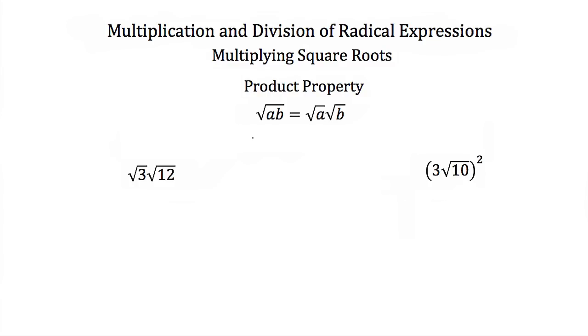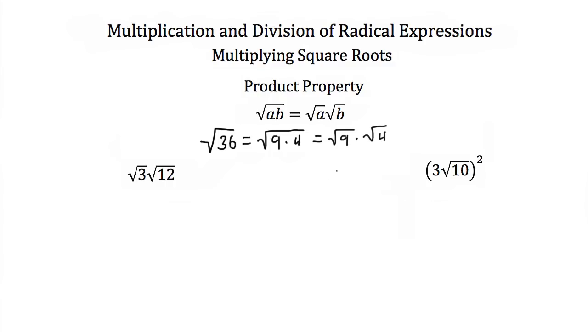And the product property tells us that if we have the square root of two numbers multiplied together, say a and b, that's equal to the square root of a times the square root of b. So if I had the square root of 36, I could have turned that into the square root of 9 times 4. And if I have the square root of 9 times 4, well, that's equal to the square root of 9 times the square root of 4.